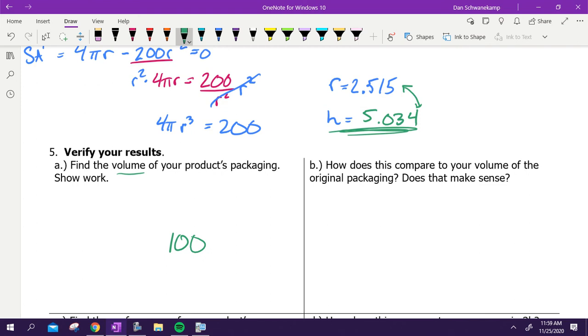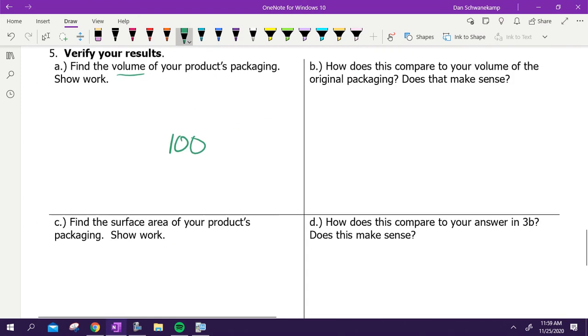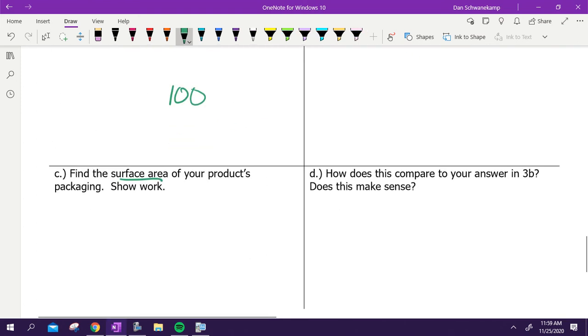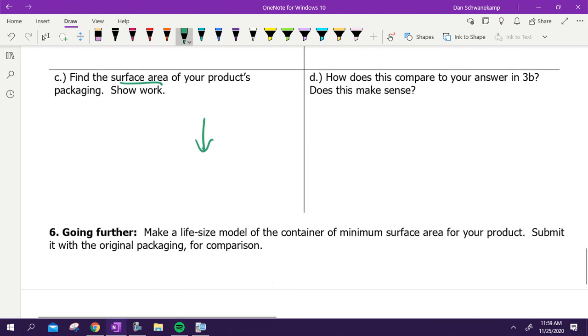So for me, my volume is going to be 100 there, just to double check. Then I'm going to do surface area. And if I'm doing it right, my surface area should get smaller because I was trying to minimize surface area and then work from there.